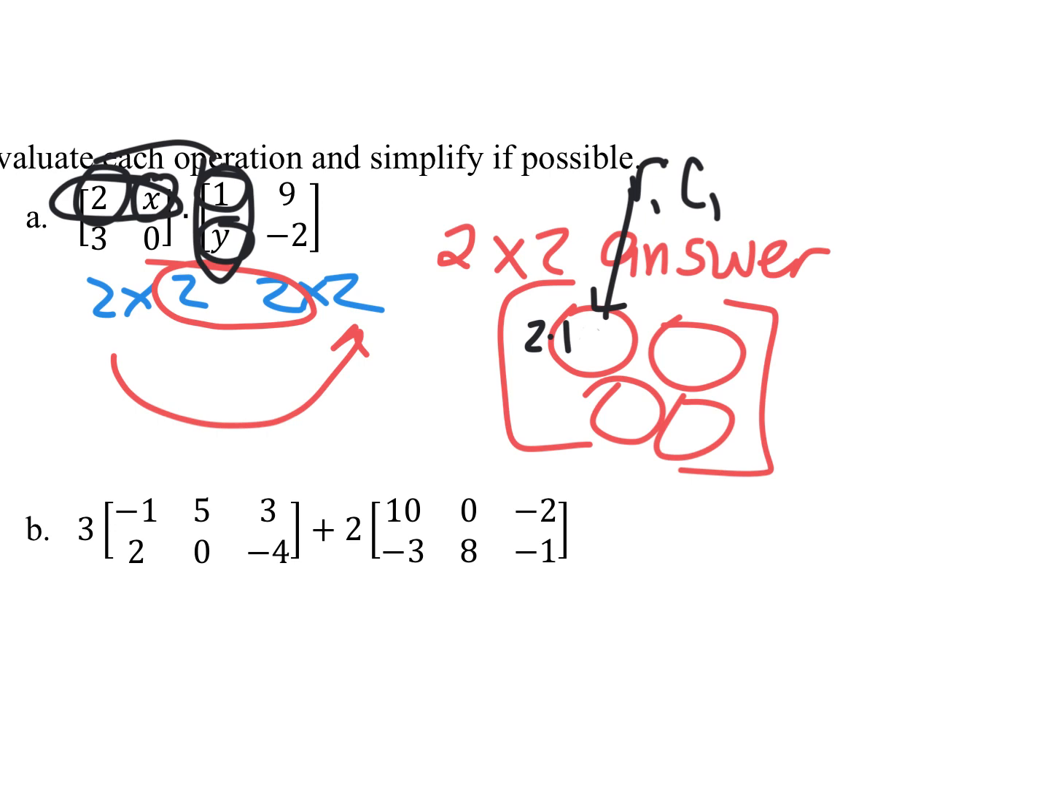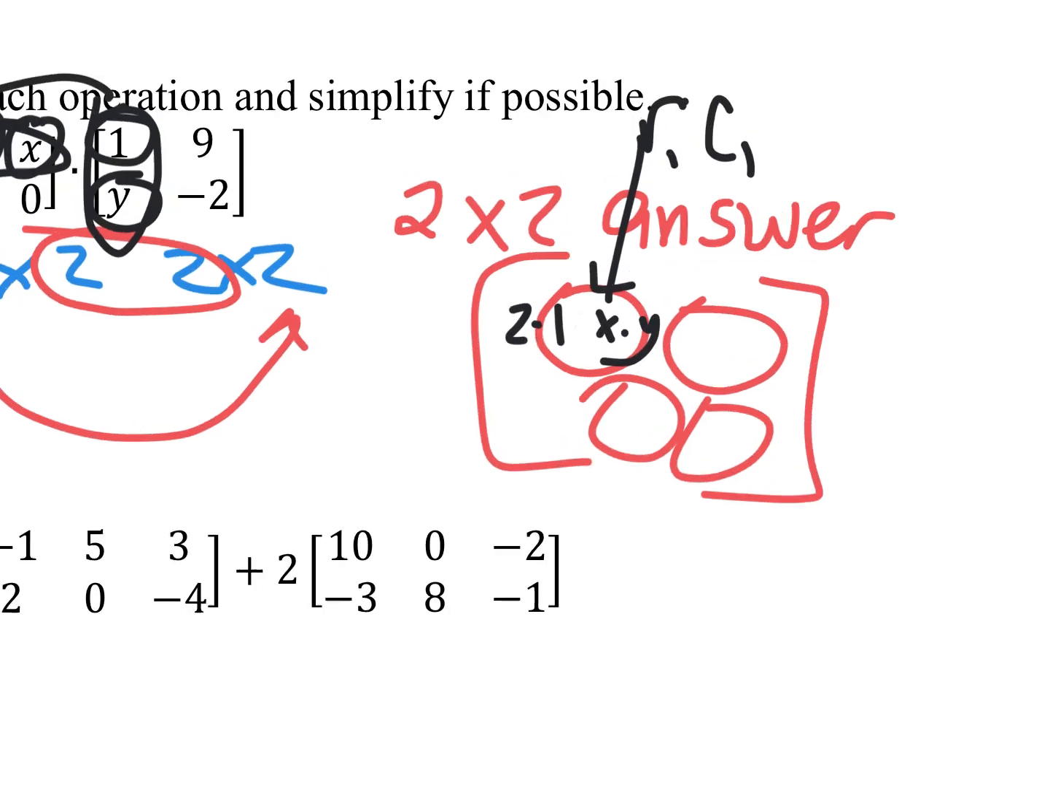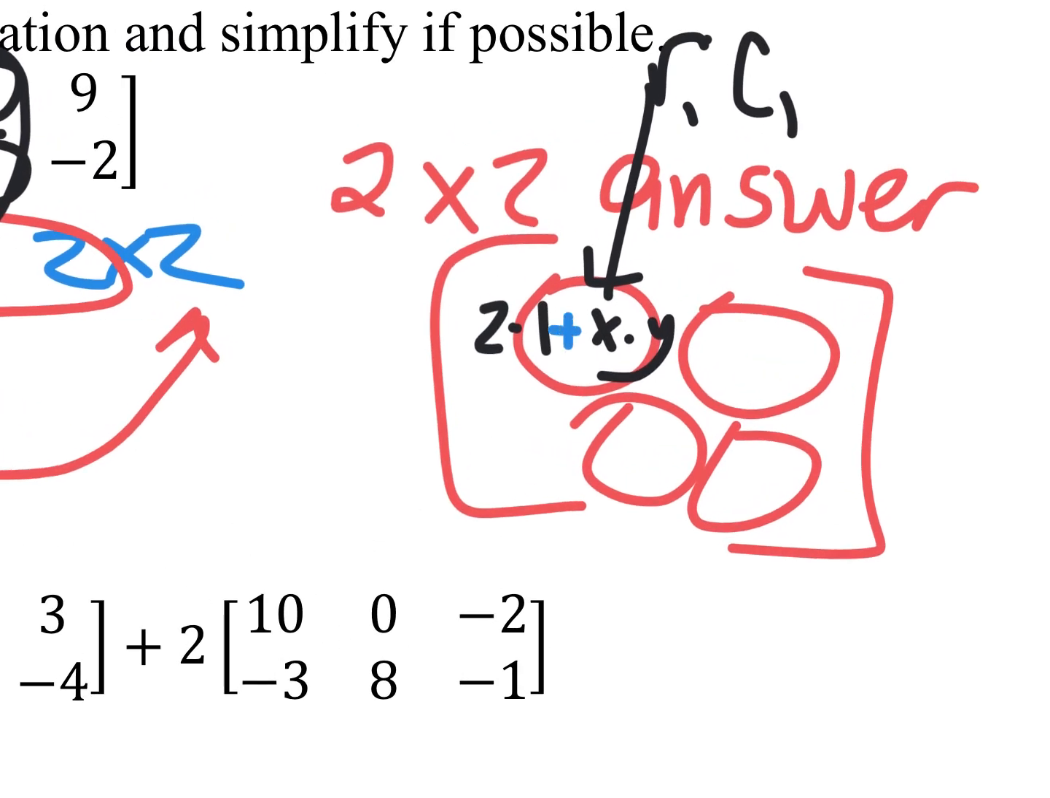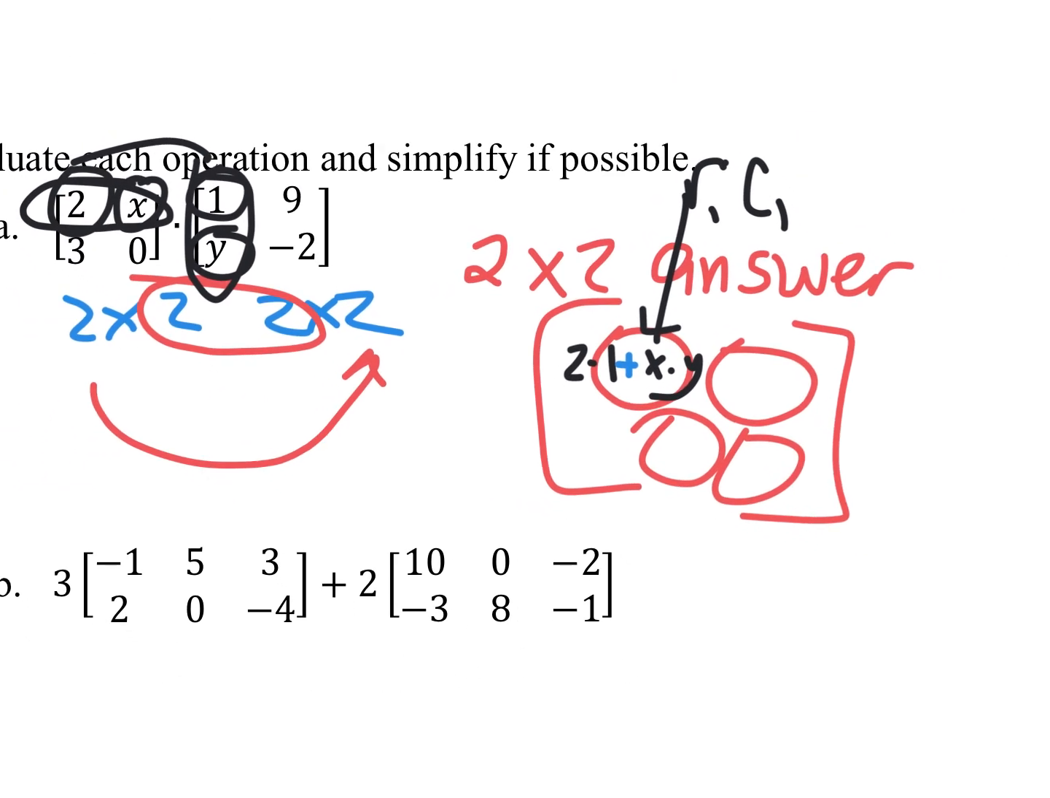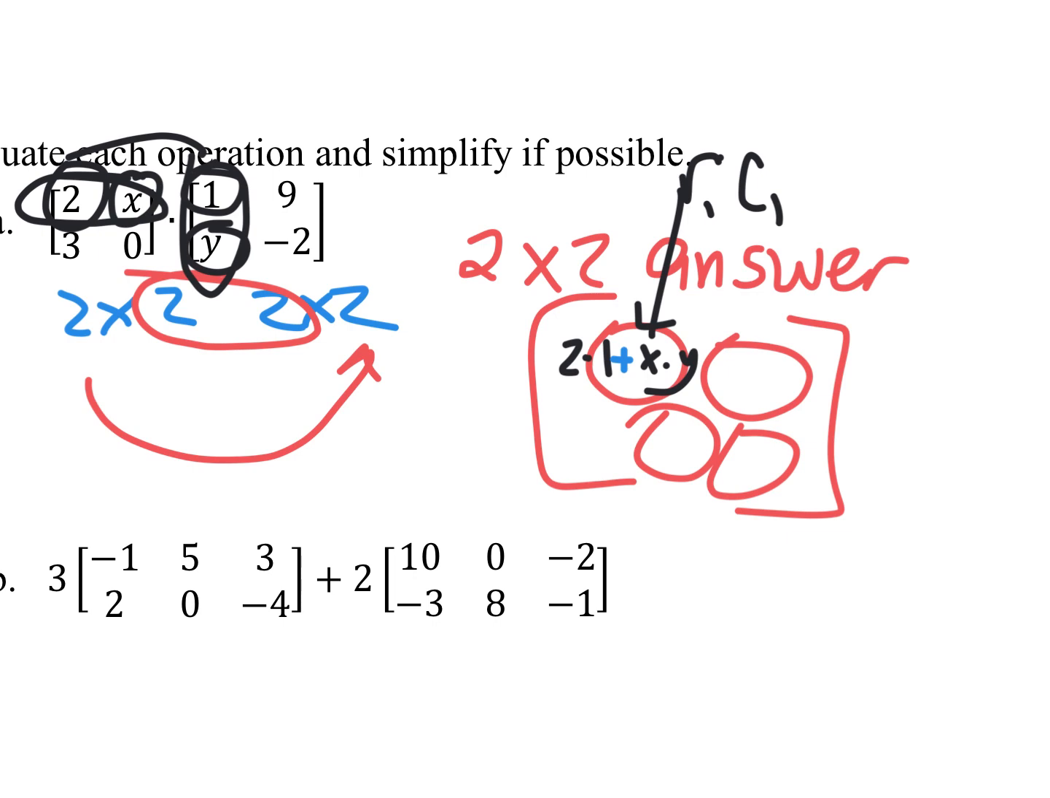A lot of people on their test said 2 times 1 and x times y. You missed one little important thing. It had to be plus. You can't just put them all together. That means times. 2 times 1 plus x times y. That's a typical how to multiply the matrices.